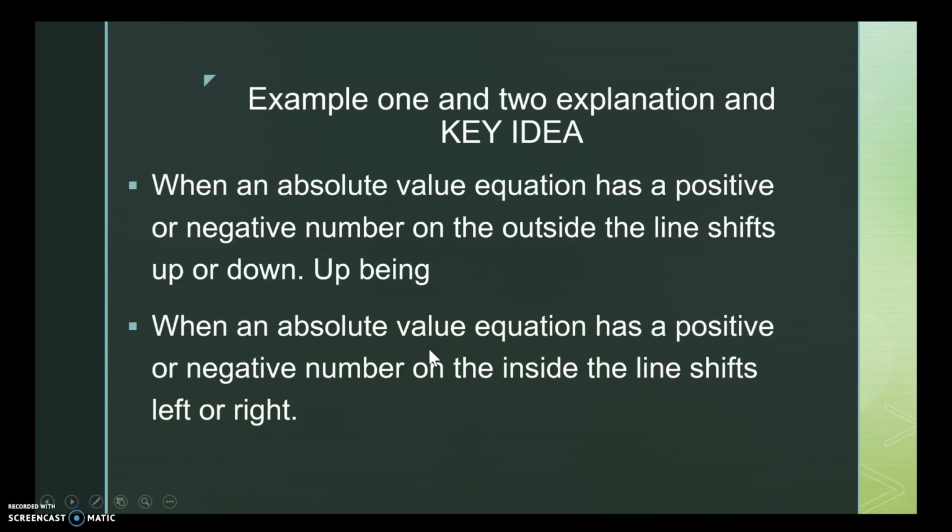So how are they different? Well, when an absolute value equation has a positive or negative number on the outside, it shifts up or down. When an absolute value equation has a positive or negative number on the inside, the line shifts left or right.